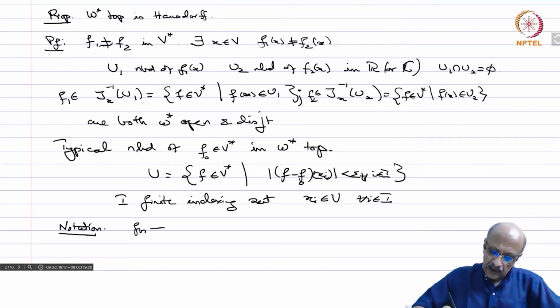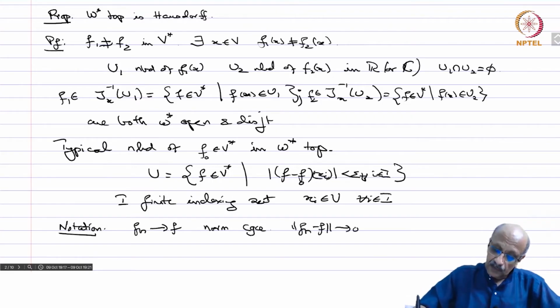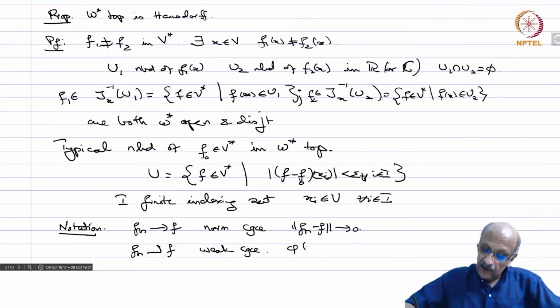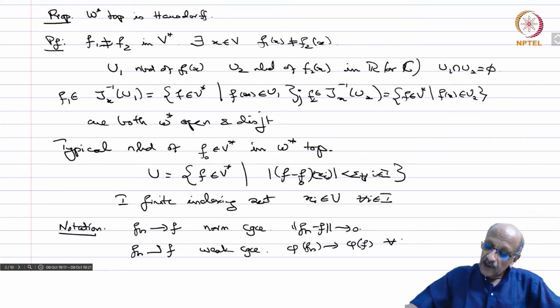So we say fn converges to f, this is norm convergence. Therefore the norm of fn minus f tends to 0. Then fn converges weakly to f, this is called the usual weak convergence. What does this mean? Phi of fn converges to phi of f for every phi in V double star. And then we have fn weak star convergence, this is weak star convergence.